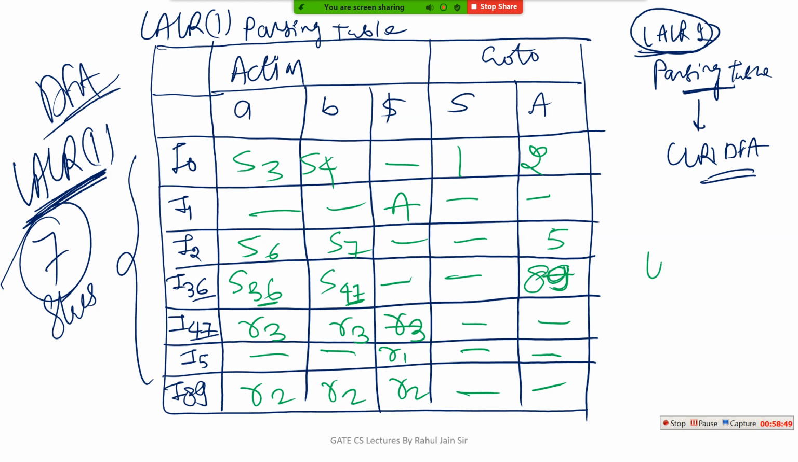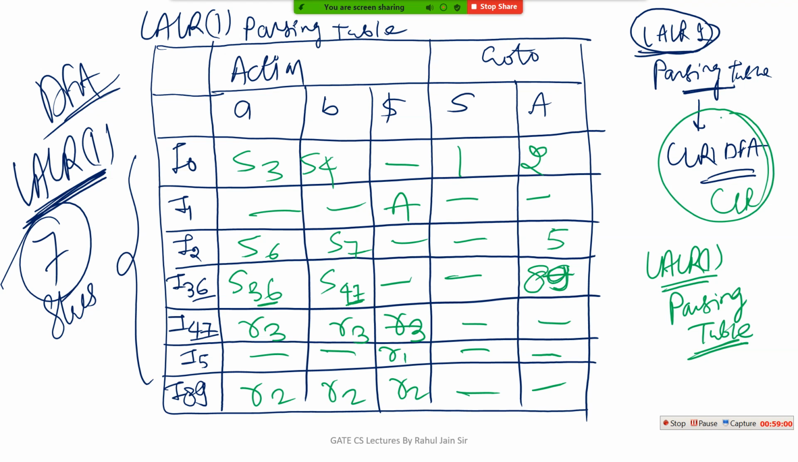So guys, it is my LALR1 parsing table, which I made with the help of the CLR1 DFA. Guys, is it clear? Please comment, is it clear to all the candidates?